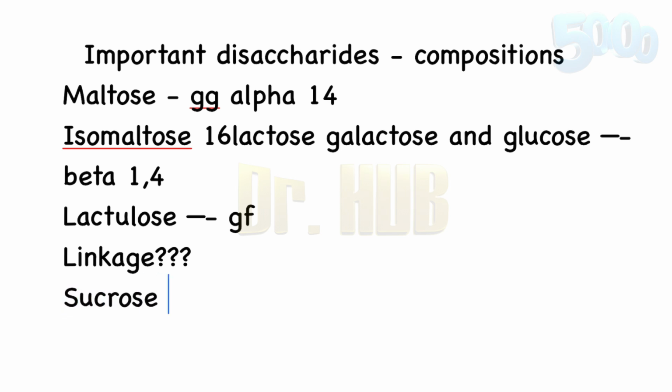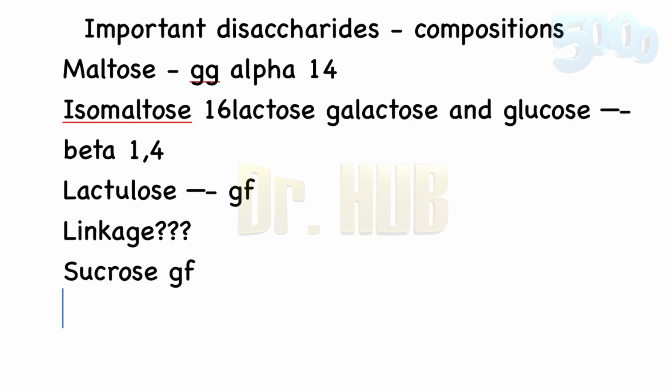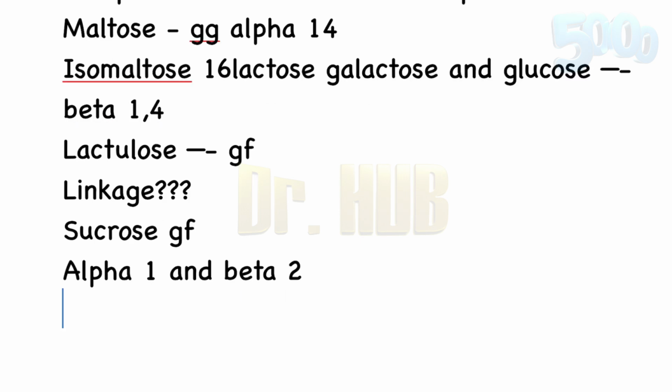So sucrose, it again contains glucose and fructose, whereas lactulose was galactose, here it is glucose and fructose, and the linkage is alpha 1 and also beta 2. Then we move on to trehalose. So trehalose means it is glucose plus glucose, and here the linkage is alpha 1,1.